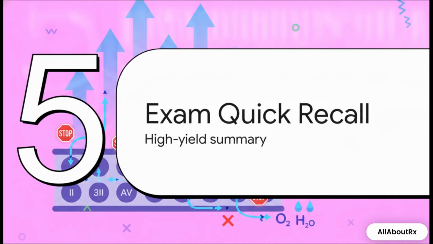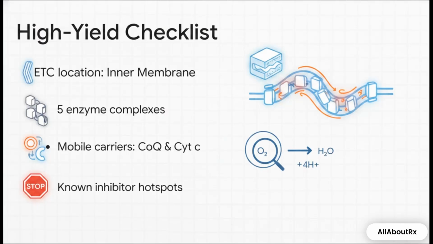Finally, Section 5, Exam Quick Recall. Let's rapidly synthesize everything we've built today into a single, high-yield summary. Here is your high-yield checklist. First, location. The ETC sits in the inner mitochondrial membrane across 5 complexes. Second, your mobile carriers are Coenzyme Q and Cytochrome C. Third, molecular oxygen is the ultimate final electron acceptor, turning into water. And fourth, know your inhibitor hotspots: rotenone and amytal at I, antimycin A at 3, and cyanide, CO, and azide at 4.